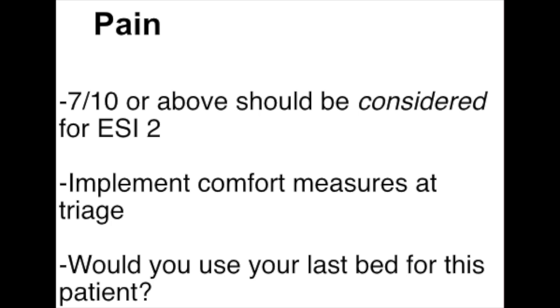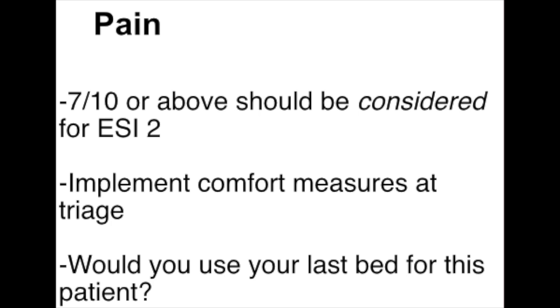The other part of pain is that if you can implement any kind of comfort measure at triage and document that you did that, and then state that that is the reason why you're safely putting the patient in the waiting room, then you don't have to make that patient an ESI 2. So this is something that you kind of have to recall on previous experiences. If it's a patient who is having renal colic, there's very little you can do at triage because this patient essentially needs an IV placed, they need analgesia, so you would make this an ESI 2 level.